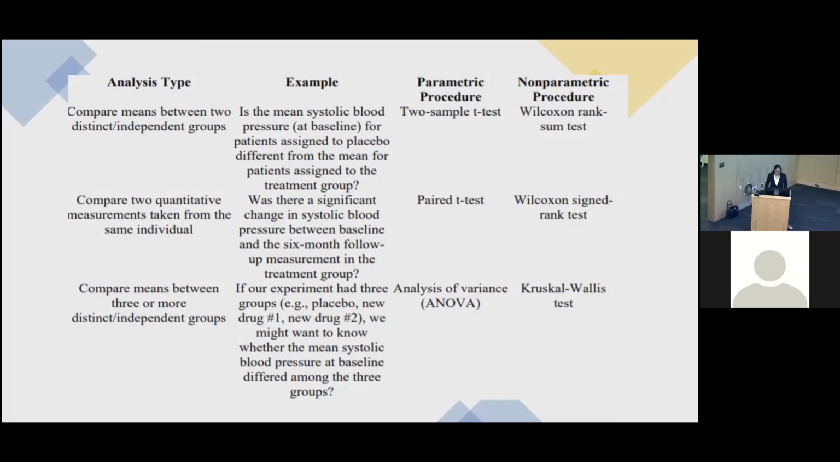So in that situation, when you have normally distributed data, you can prefer one-way ANOVA or analysis of variance, which is your parametric test. And when it is non-normally distributed, you can prefer the non-parametric alternative, which is the Kruskal-Wallis test.